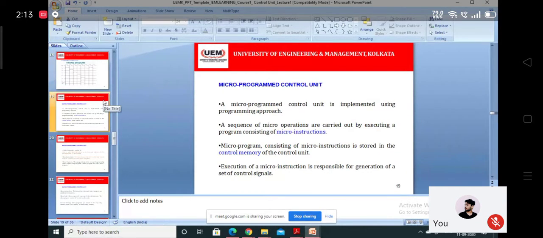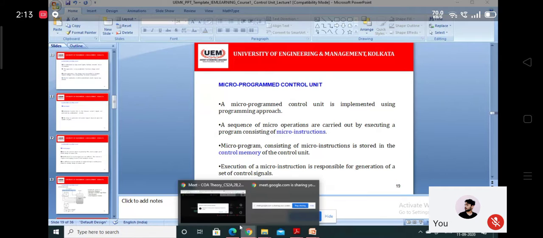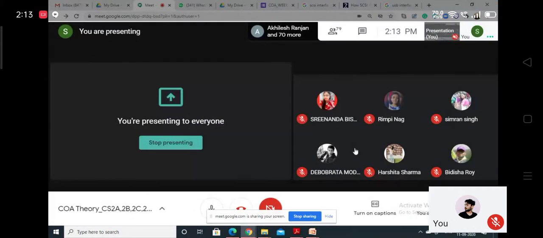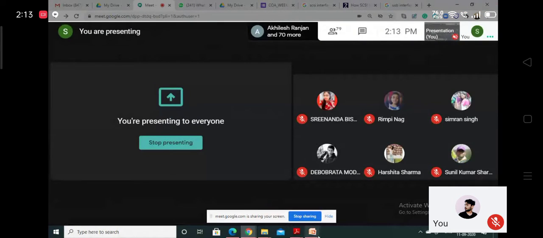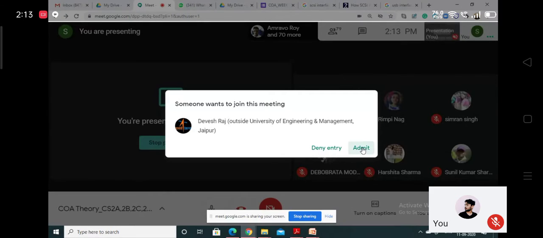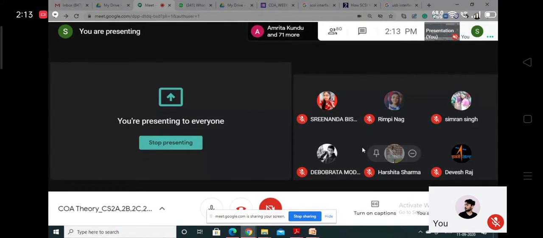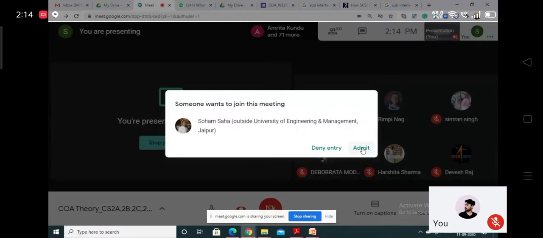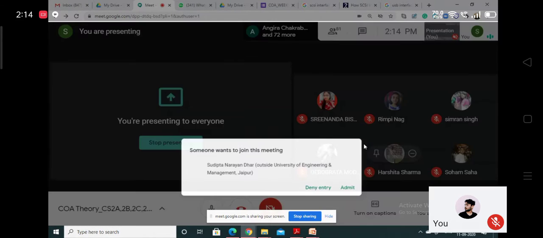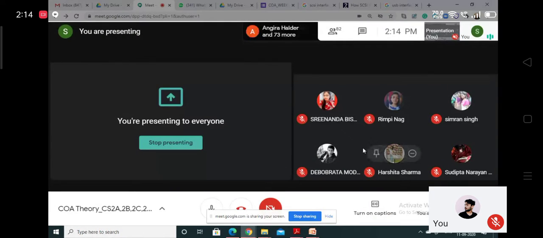Okay, so actually in the last class we were discussing the control unit. If you just recap for one second: in control unit, module 4, in this chapter we discussed two things, that is the hardware control unit and the microprogram control unit.